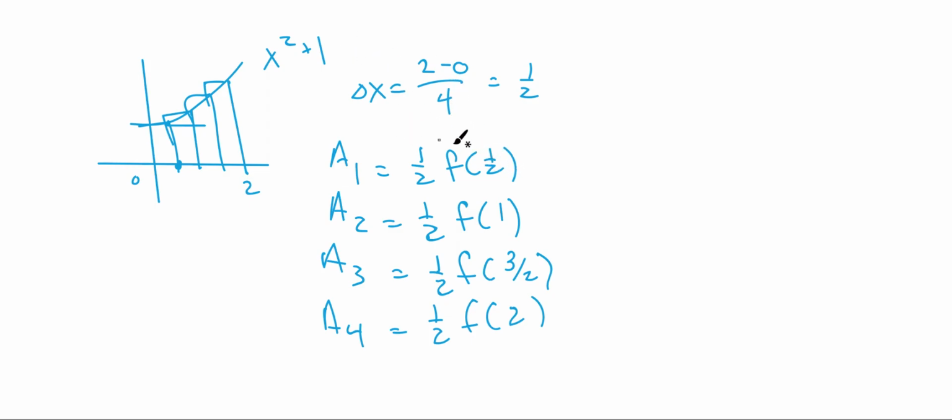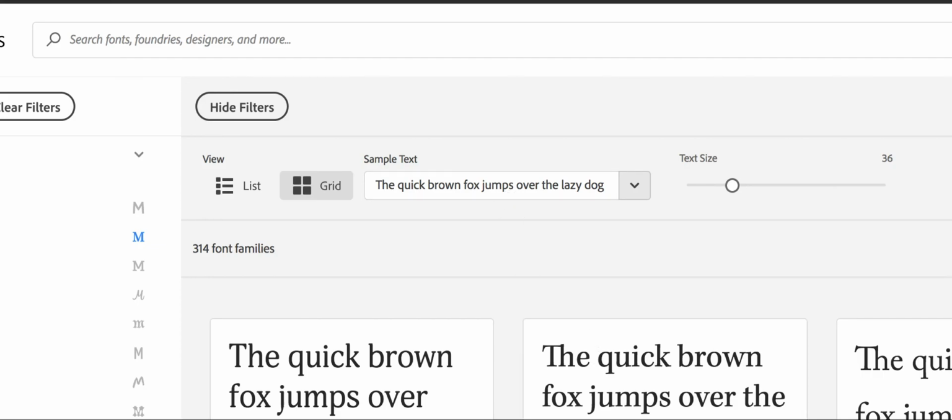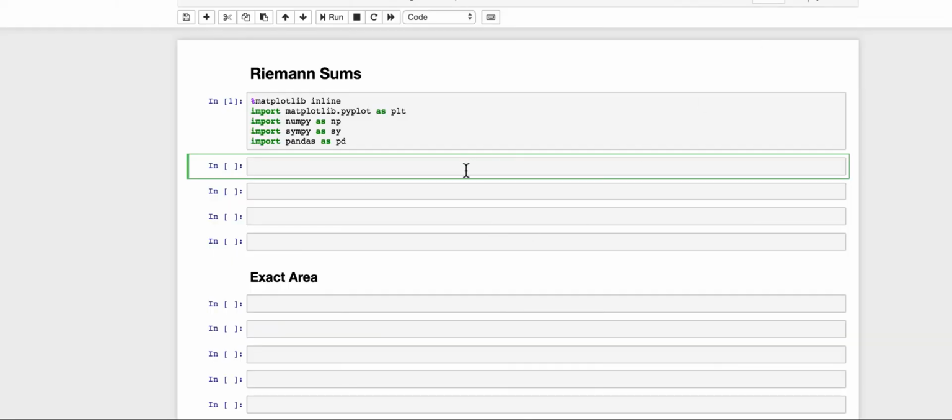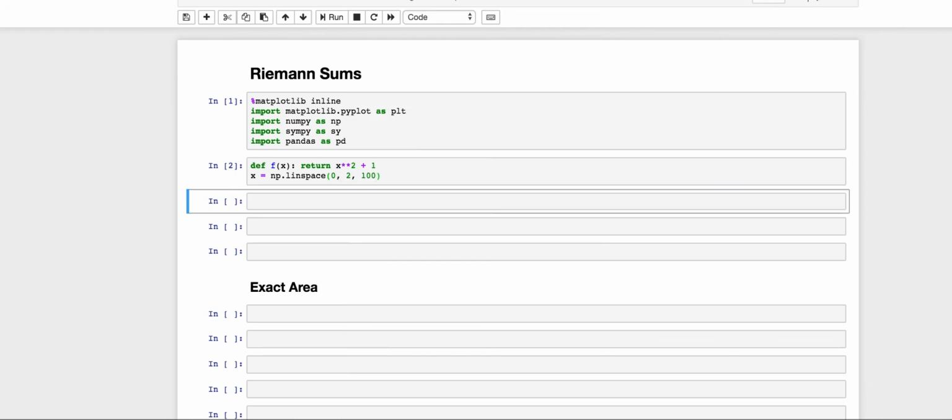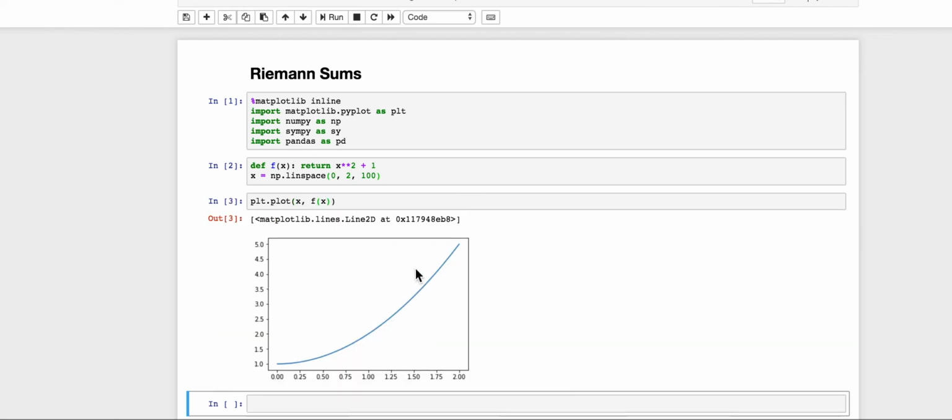Then I just have to go ahead and actually plug this stuff in, but really I would rather use the computer to do that. So let's quickly see how we can do this in Python. Let's start by defining and plotting my function, which I said was going to be x squared plus 1, and we're interested in where x is between 0 and 2. We'll quickly plot these and take a look at that region. Okay, here it is.